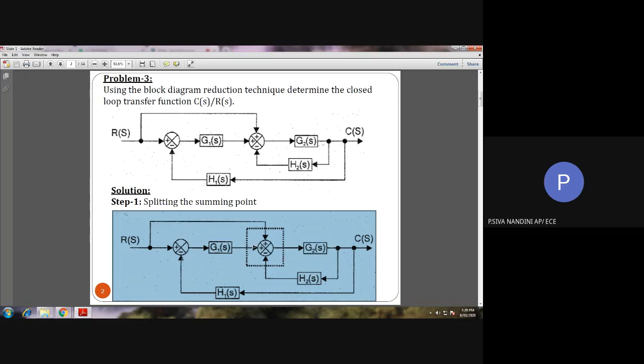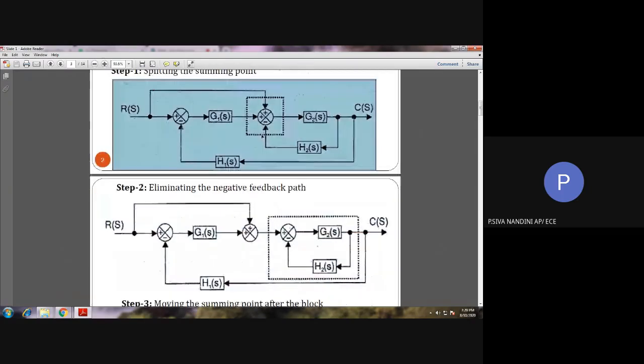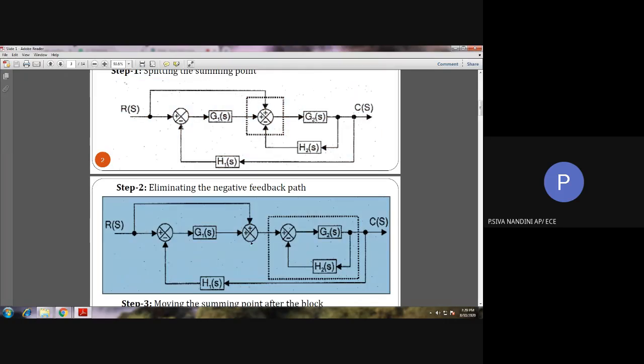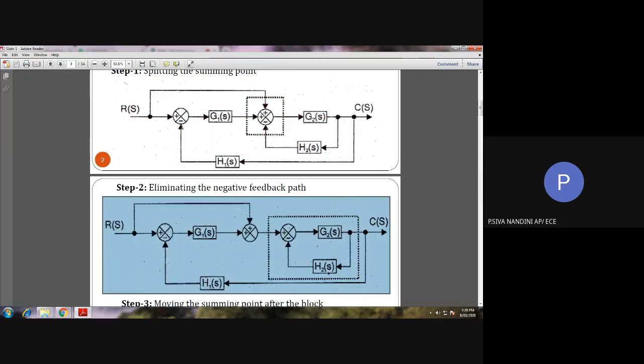So the first summing point should have the input from G1(s) and the input from R(s) with positive sign. And then the next summing point can include the input from the first summing point and the feedback path H2(s). If we split it so, we will be able to have a negative feedback path like this. Then we can reduce this negative feedback loop.